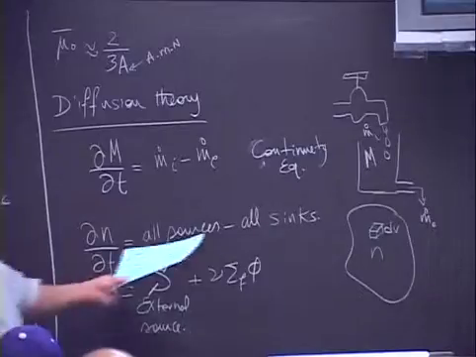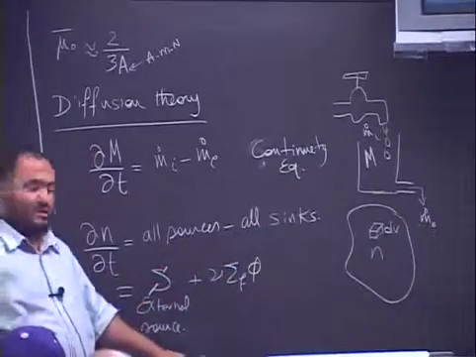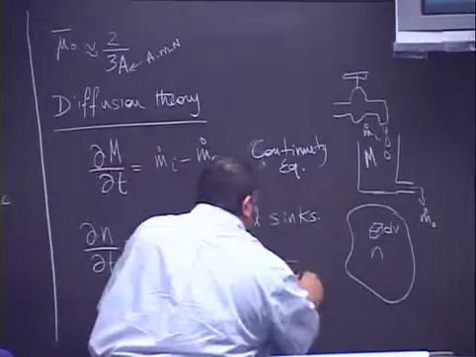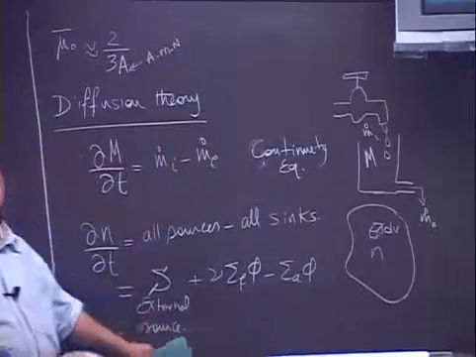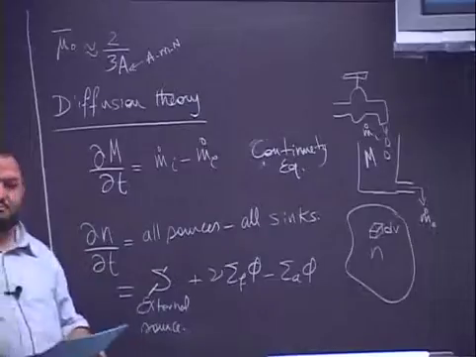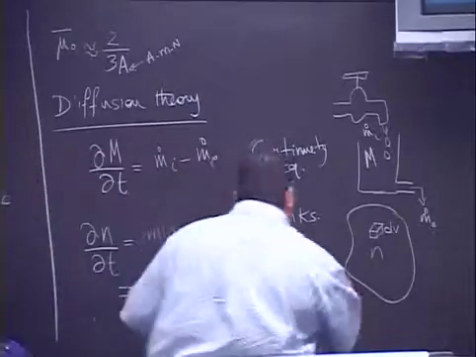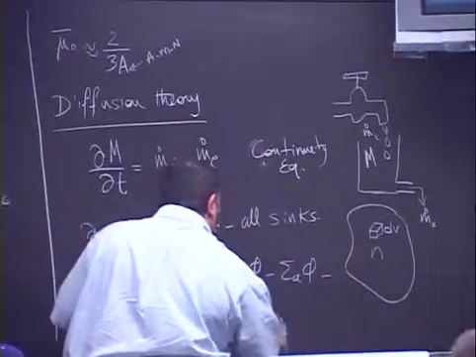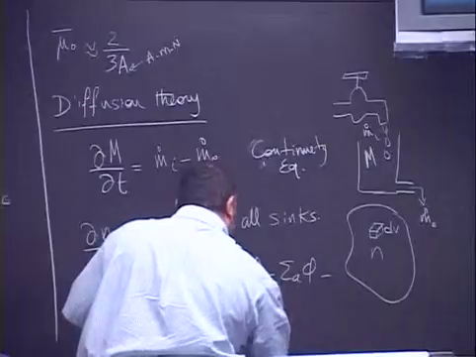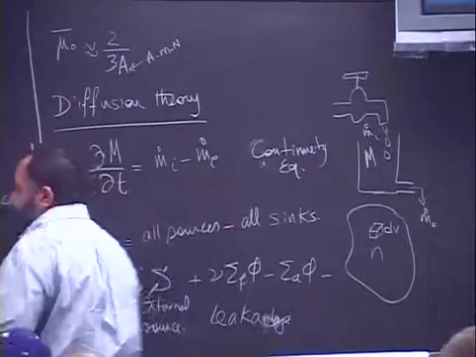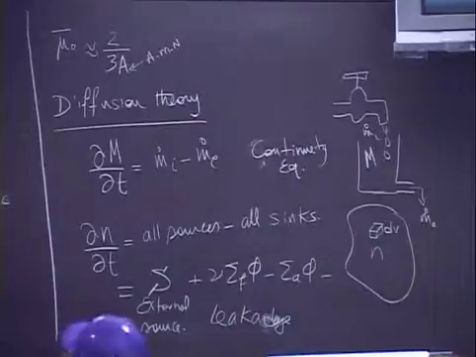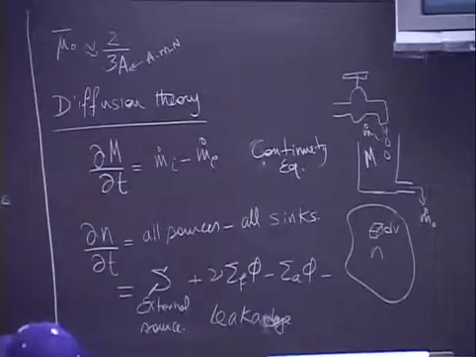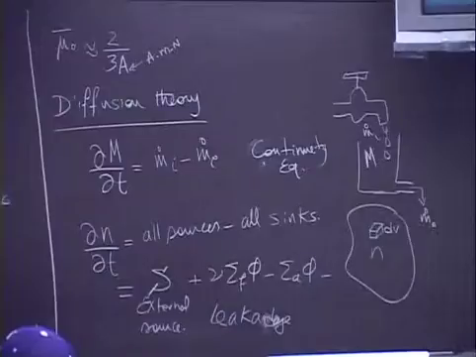So what are the sinks? What do you think? Absorption. So there is minus sigma absorption phi, and this is the total number of absorptions. What else? Leakage. So minus leakage. And this is the thing that we will focus on, to derive what the leakage is. Again, we will show that the leakage is just the divergence of the current.